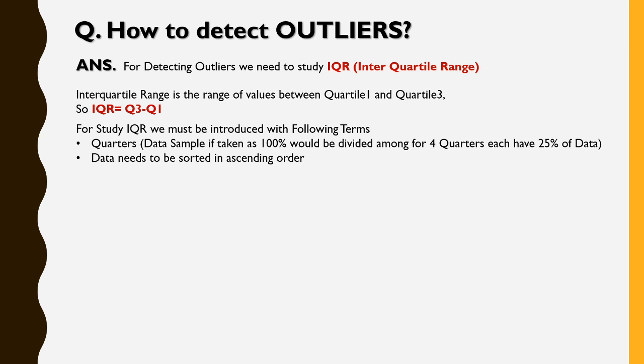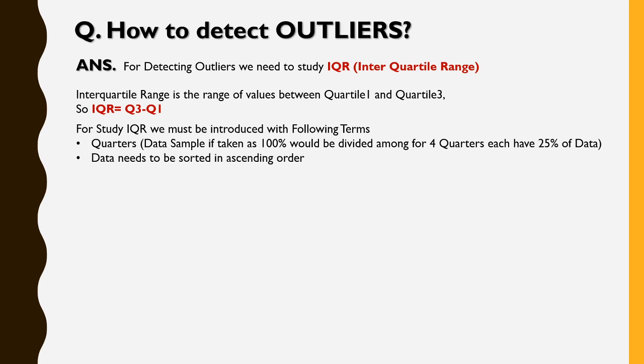Similarly, we are saying that if we have big data and we take it as 100%, and if we divide that total data among 4 quarters, every quarter will have 25% of the data, and we basically call each one a quarter. Now, for dividing the data into quarters, first of all, we need to sort the data in ascending order.